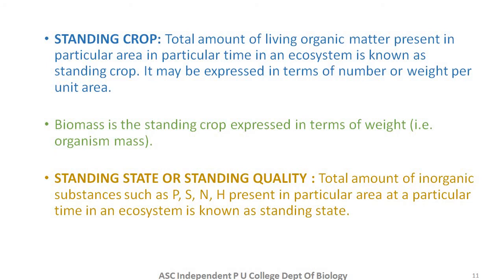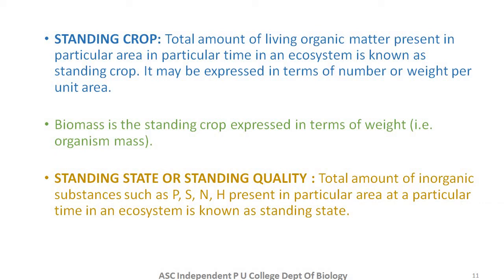On this note, I would like to introduce you all to two terminologies. One is standing crop and the other one is standing quality or standing state. Standing crop can be defined as the total amount of living organic matter present in a particular area at a particular time in a given ecosystem. Now, it can be expressed in terms of number or weight per unit area. So, what do we mean by this?